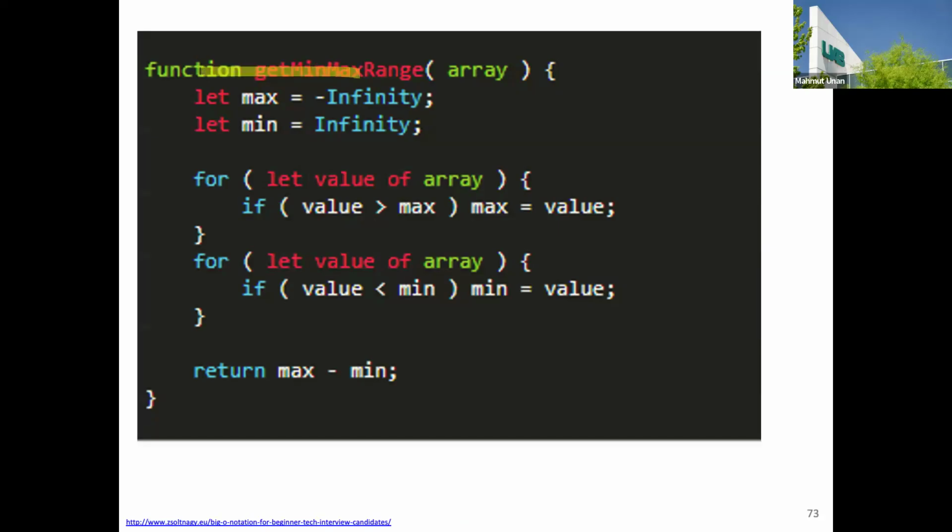What is the time complexity of finding the maximum or the minimum element in the given array?